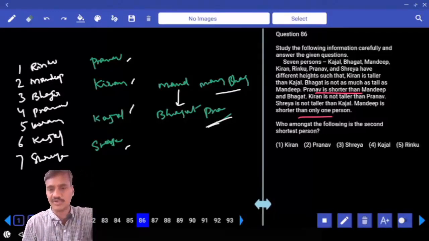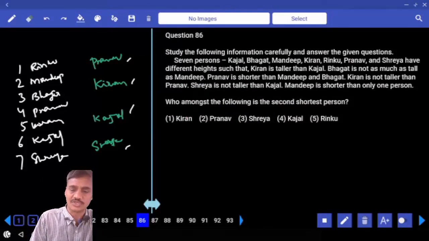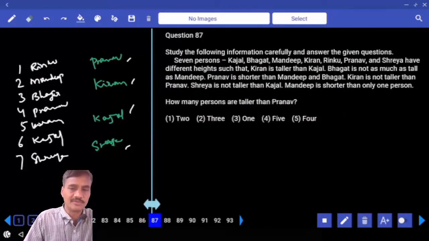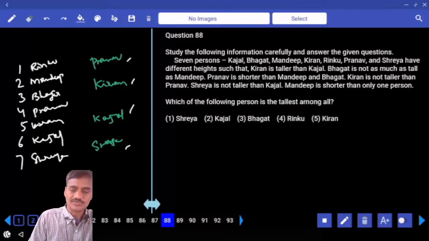And who among the following is the 2nd shortest? The 2nd shortest is Kajal, choice 4, 86. And how many persons are taller than Pranav? There are only 3, that is choice 2, 87. And which of the following persons is the tallest? Rinku, choice 4, 88.